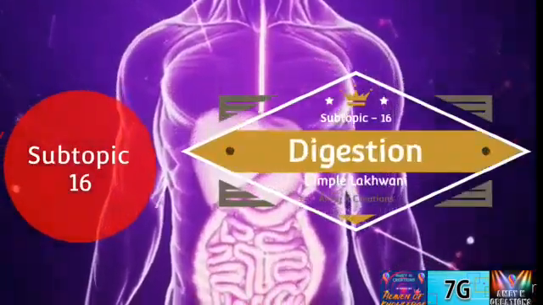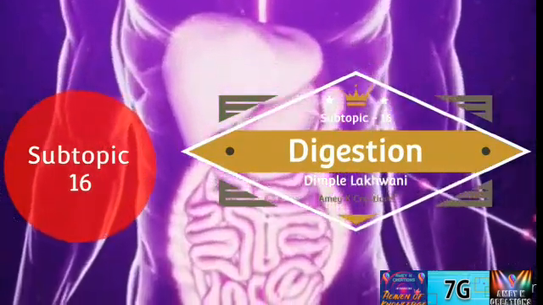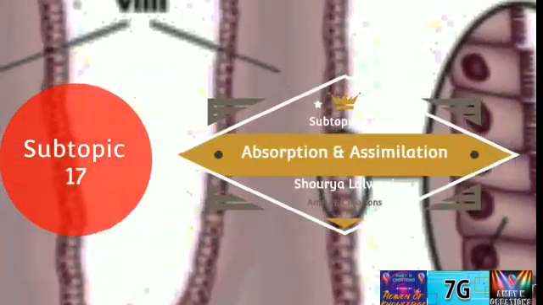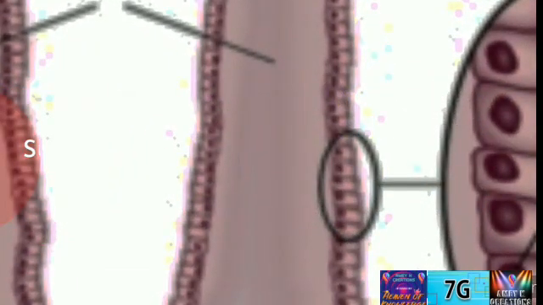The process of taking food into the body is called ingestion. The breakdown of complex components of food into simpler substances is called digestion. The food is taken up by the blood vessels present in the small intestine walls. This phenomenon is referred to as absorption.